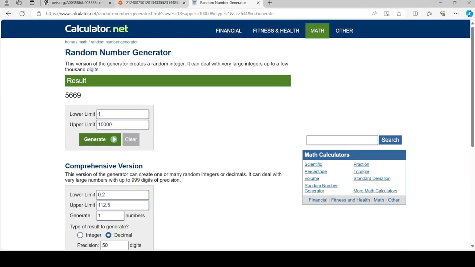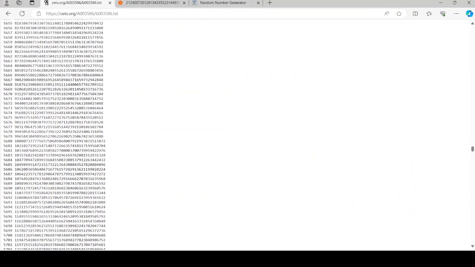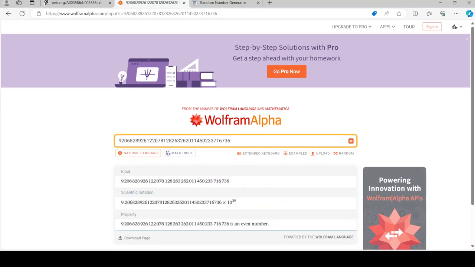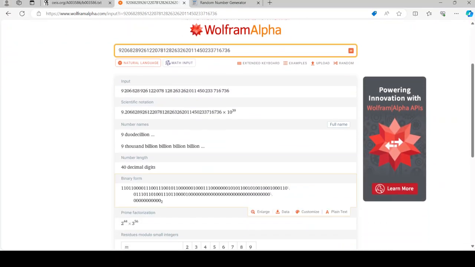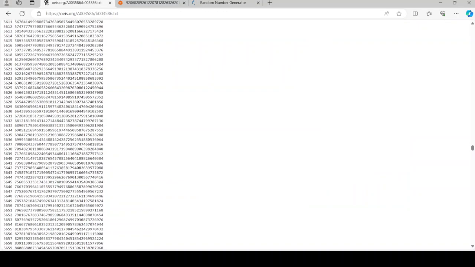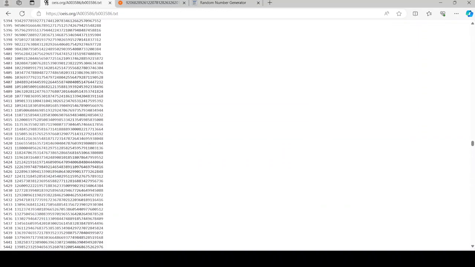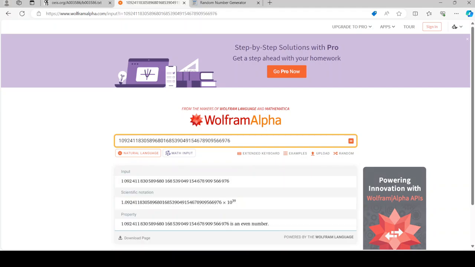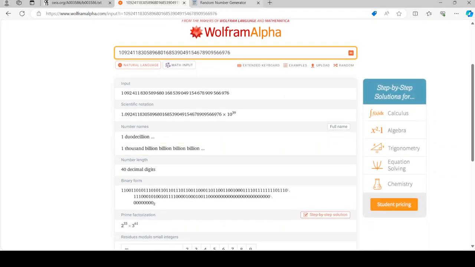We got 5, 6, 6, 9. The reason I'm starting this all over is because we failed. It's 9, 2, 0, 6, 8 in the beginning. It's a perfect fourth power, but both are multiples of four for the experience. 5, 4, 1, 2.